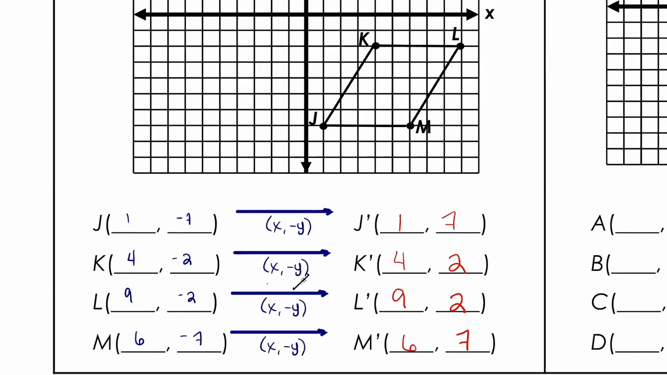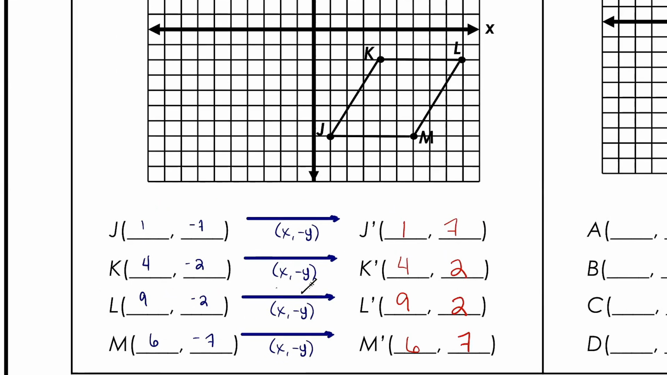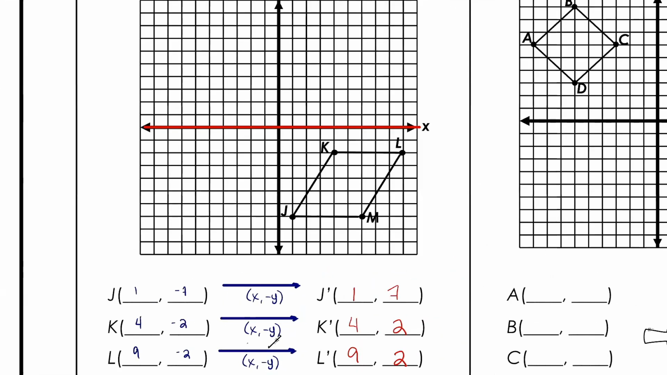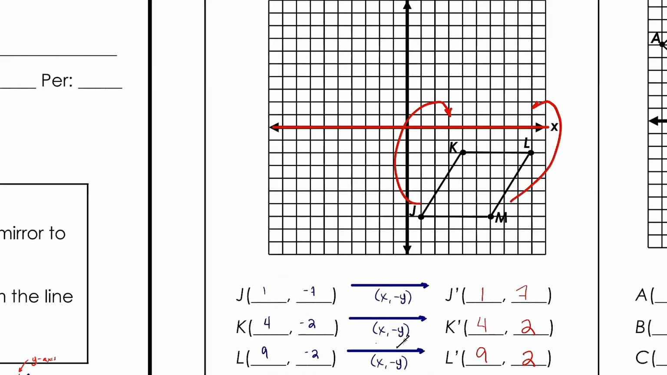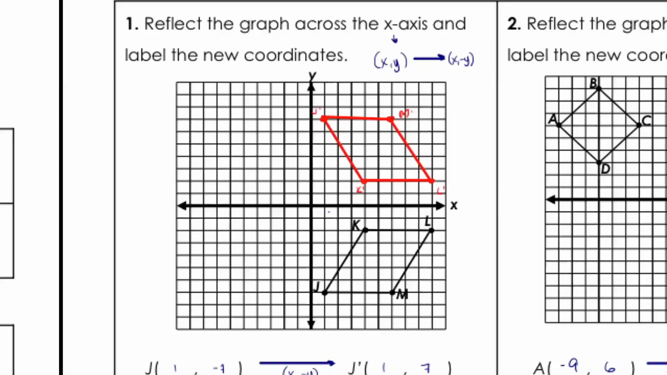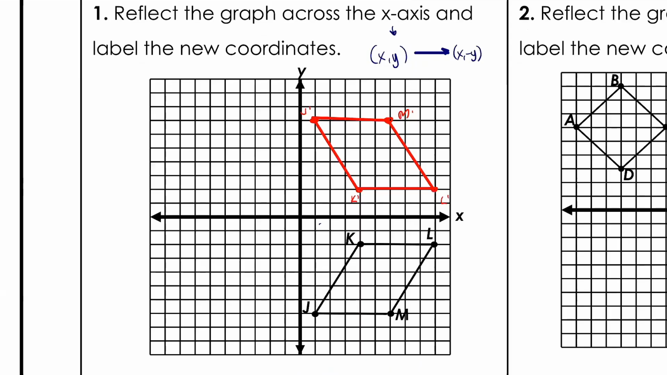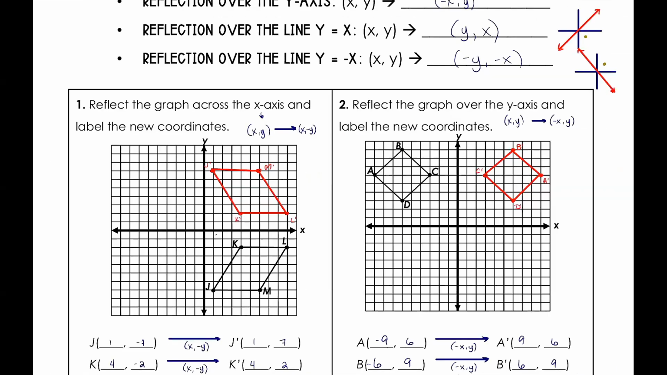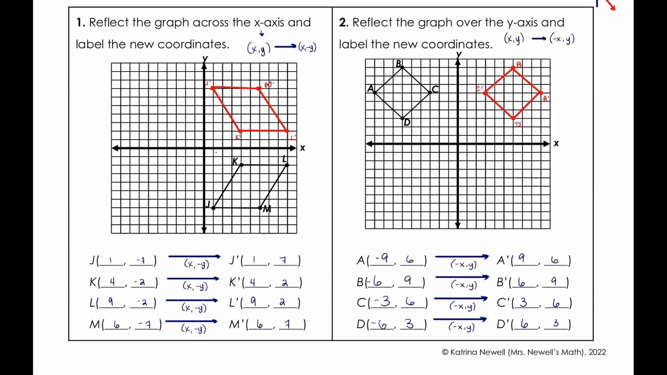Okay, and what you should see with a little bit of magic is this figure is going to flip over this one. So when we go back to the graph, we can see it. It looks like the x-axis is a mirror and our parallelogram is kind of going along it. Okay, let's grab this guy next to it. I'll do one more and then I'll let you free.